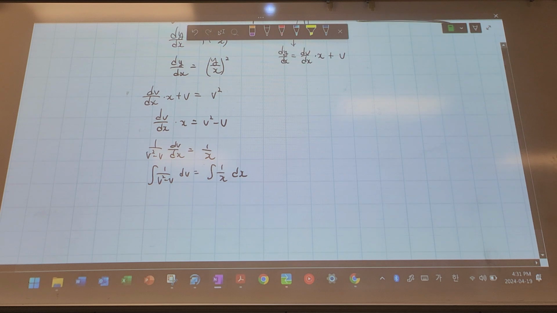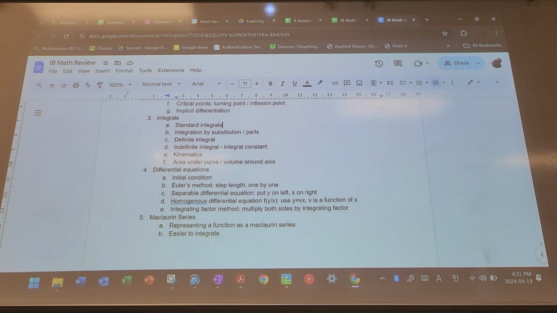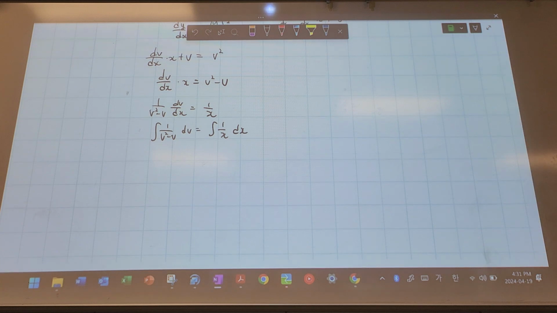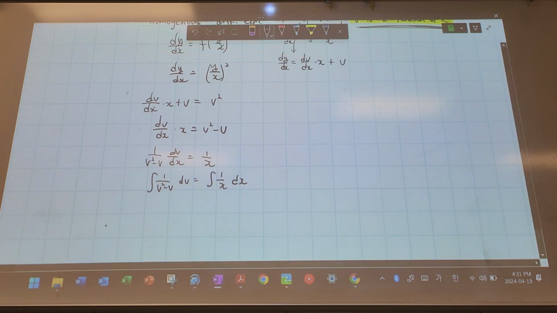Anyways, let's do the last part. Integrating factor. So, the last part is the integrating factor method.